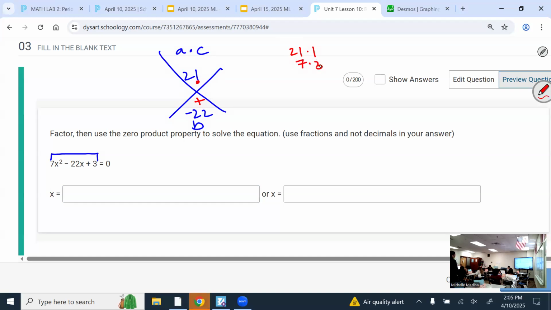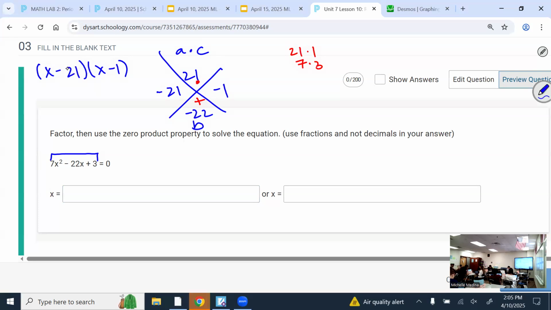Those are the factors of 21. So which one could possibly give me a -22 when I add or subtract them? Good. -21 and -1. That multiplies to a positive and adds to a negative. Now, ordinarily, we'd be mostly done here, but if I were to multiply this out, I'm not getting the 7x squared. So that's where you have to remember to divide each term by your a value.